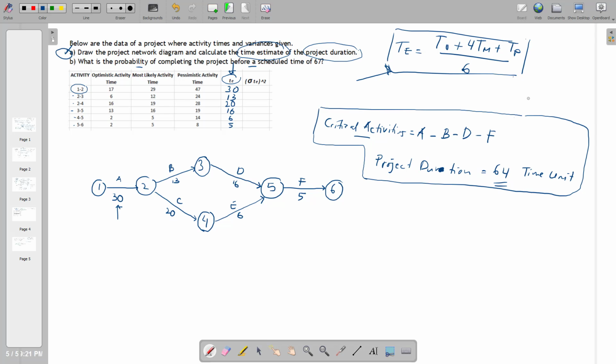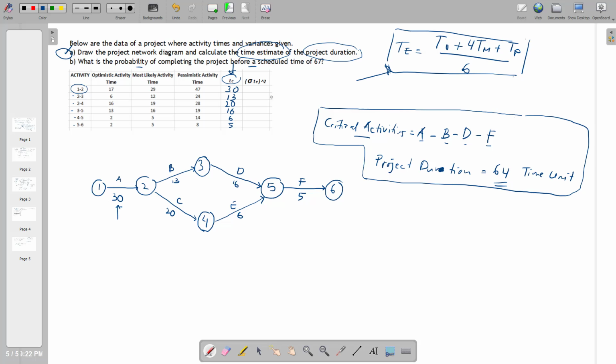Okay, so it's quite easy and straightforward. Now we know already, based on answer A, that the critical activities are A, B, D, and F, and the project duration is 64. So how do we calculate the probability of completing the project before the scheduled time of 67?